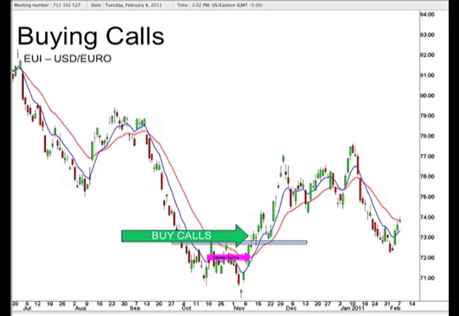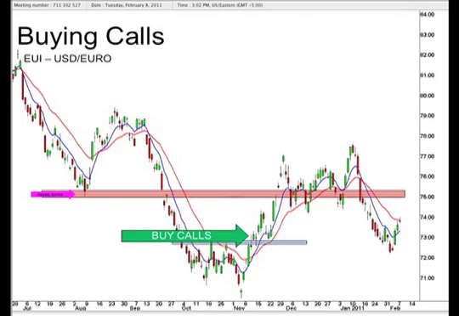Now, we can take it one step further when we're creating that roadmap, and we can say, okay, well, if the pair continues to trade to the upside, where might there be a logical area to target? Well, what I've done is I've just taken a look at a couple of levels where we've seen prices consolidate a little bit, and I've established that as a target.